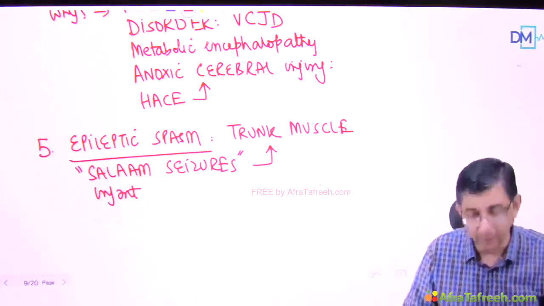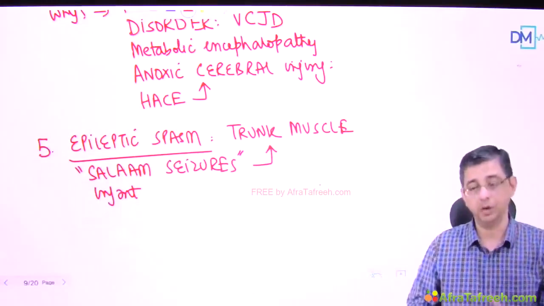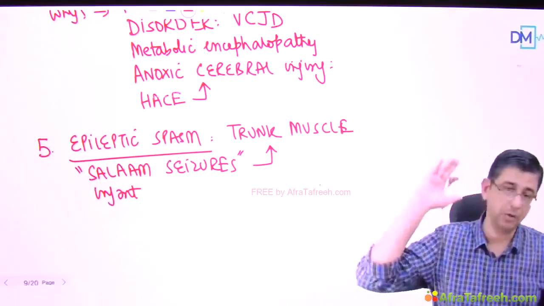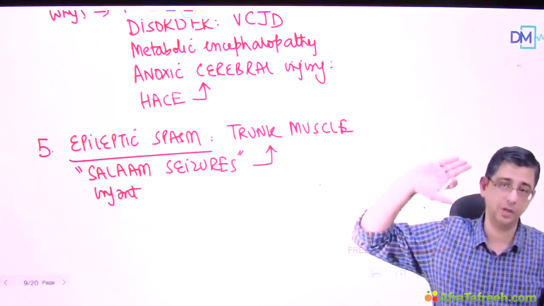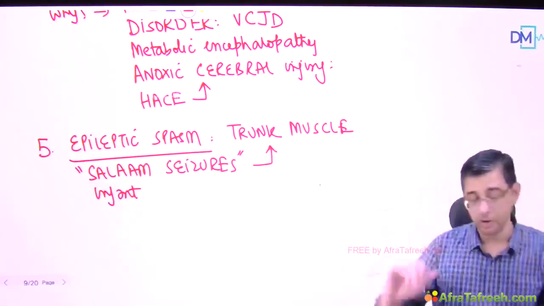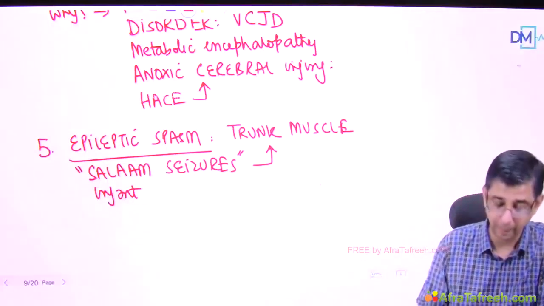Salam is like when you bend somebody and you do salam. So similarly here in this case, two things can happen. One, the body can bend forward, and then there might be jerky movement of the arm. So it's like you giving salute to somebody, that's a salam, and then you bending forward also. So truncal muscles and arm movements could be occurring in an epileptic spasm in a patient.